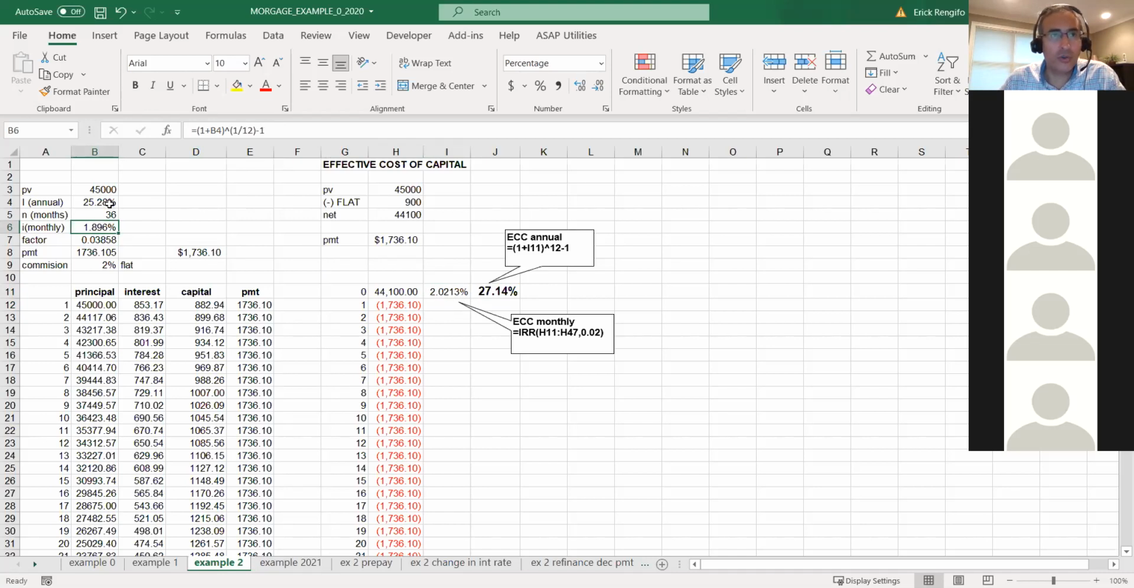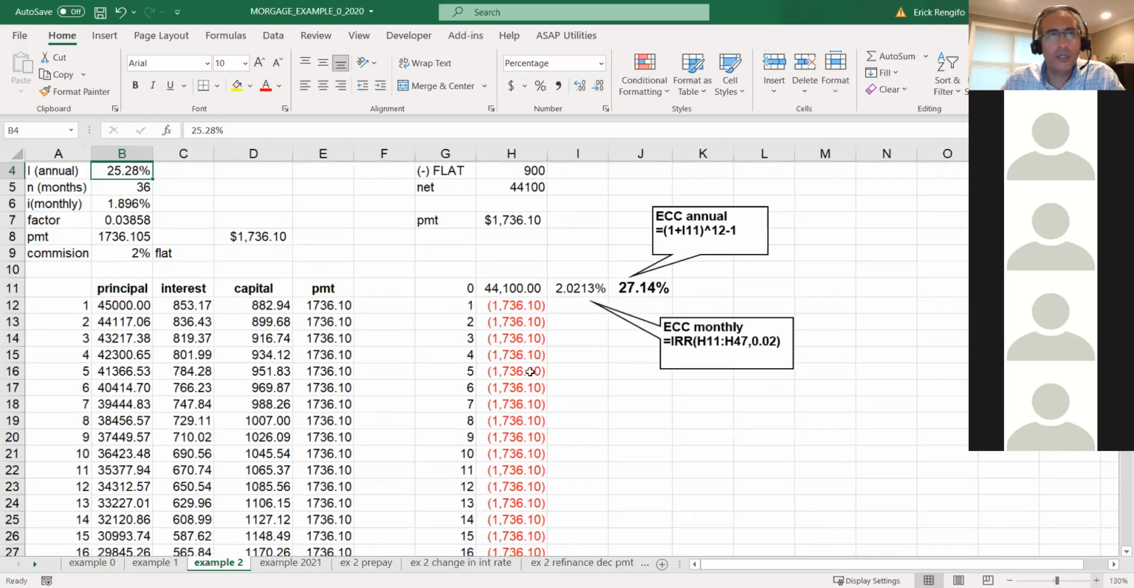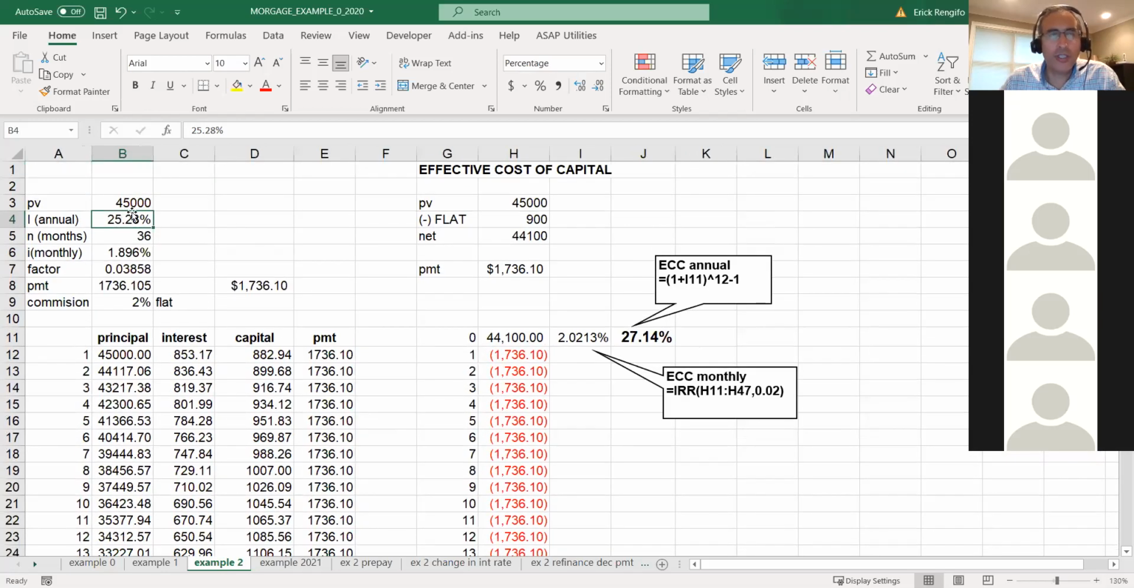No. So remember, I have an annual rate. So let me move this. Okay, so this was my annual rate. This is the interest rate that the bank is charging me, 25.28% per year. If you transform this into a monthly interest rate, you see the formula is the same. It's 1.25 to the power 1/12. So this is my monthly interest rate. So the bank tells me, hey, you're going to pay me 1.89% per month. So this is what they advertise.